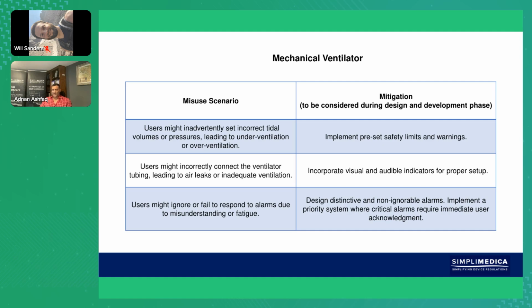So on the mechanical ventilator, I just want to make sure that we're looking at both scenarios. We have also got mitigations here and misuse from a mechanical ventilator. Inadvertently set incorrect tidal volumes or pressures. Users might incorrectly connect the ventilator tubing. Users might ignore or fail to respond. These are all things that you would typically do in what you might call a clinical FMEA or a risk assessment, whichever you're using as a tool, a fault tree analysis, but all of the user-related failures would be flagged up.